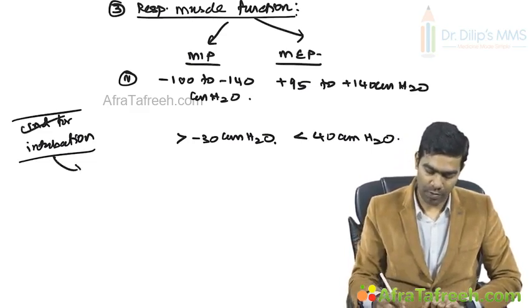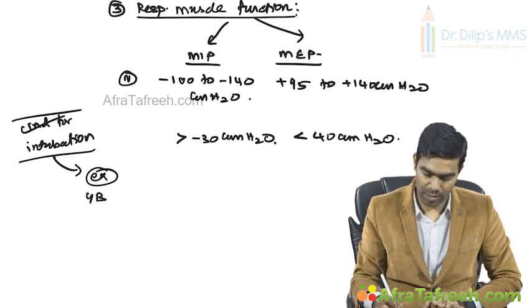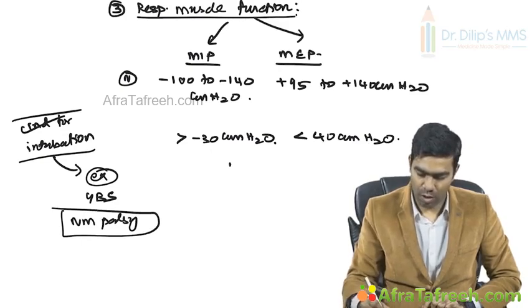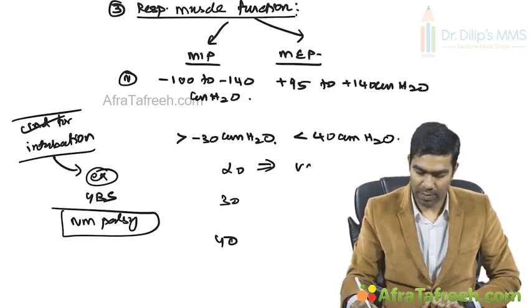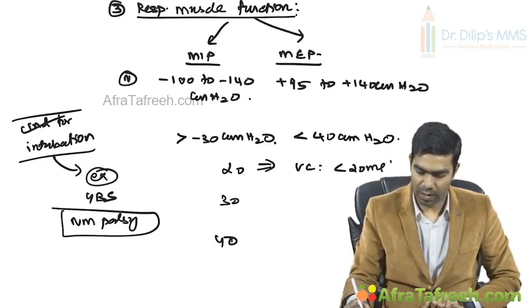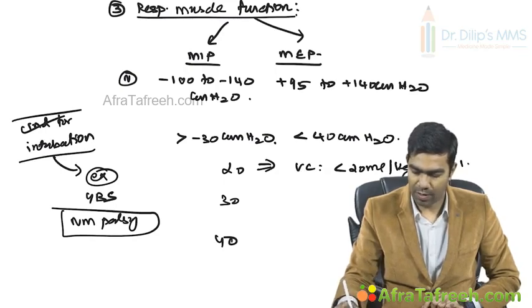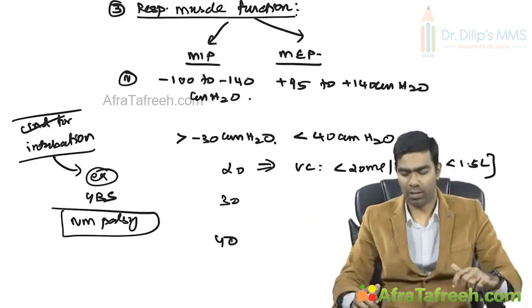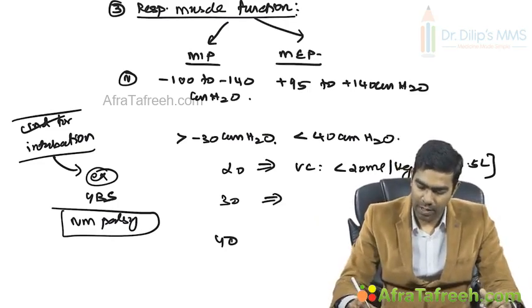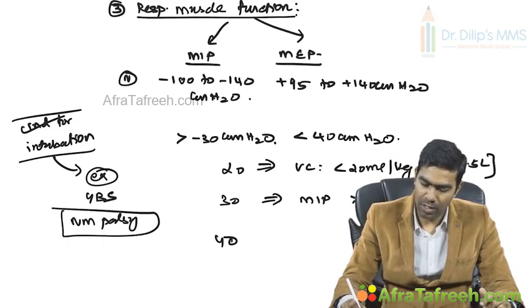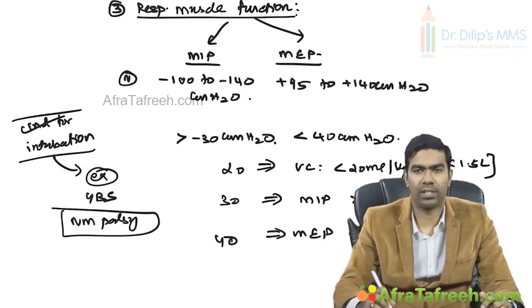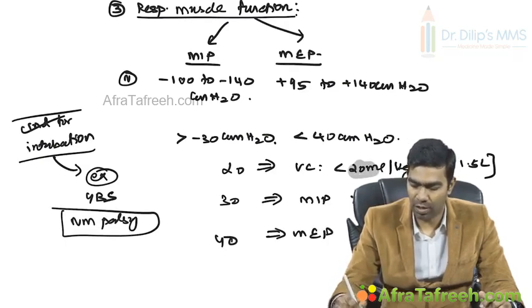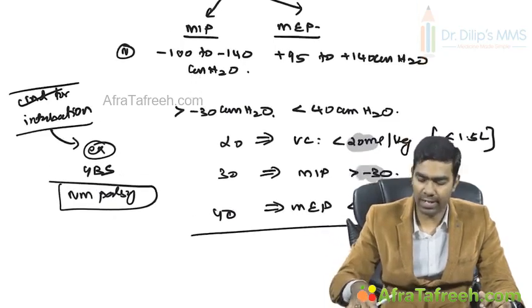So typically, for example, in a patient like Guillain-Barré syndrome, where they have neuromuscular paralysis, we have a rule called the 20, 30, 40 rule. 20 means if vital capacity is less than 20 ml per kilogram, or if it is less than 1.5 liters as a total. Second, if the maximal inspiratory pressure is more than minus 30, or the maximal expiratory pressure is less than 40 centimeters of water. This is called the 20, 30, 40 rule.